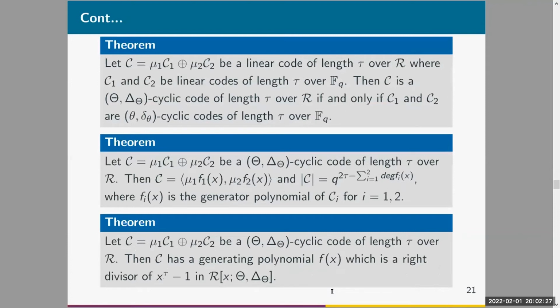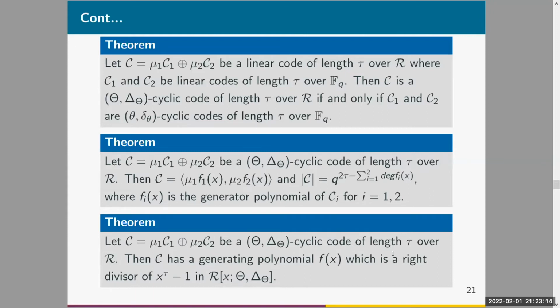Now let C be a linear code of length tau over R, where C1 and C2 be linear codes of length tau over F2, then C is a theta delta theta cyclic code of length tau over R if and only if C1 and C2 are theta delta theta cyclic codes of length tau over F2. Further, if C is a theta delta theta cyclic code of length tau over the ring R, then C is generated by mu1 f1x, mu2 f2x, where f1 and f2x are the generating polynomials of Ci corresponding to the finite field F2, and its cardinality is q to the power 2 tau minus summation I is equal to 1 to 2 degree of phi x.